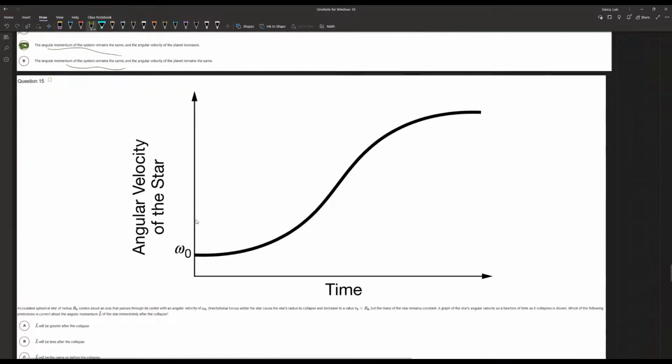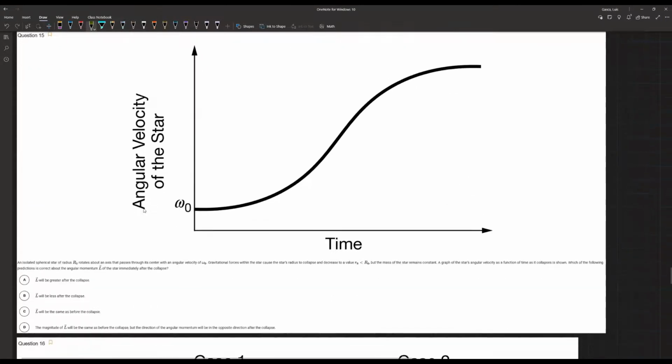All right, let's go to number 15. We have the angular velocity of a star. An isolated spherical star of radius r rotates about an axis that passes through its center with an angular velocity omega naught. Gravitational forces within the star cause the star's radius to collapse and decrease to a value less than its original value, but the mass of the star remains constant. A graph of the star's angular velocity as a function of time as it collapses is shown. Which of the following predictions is correct about the angular momentum of the star immediately after the collapse?